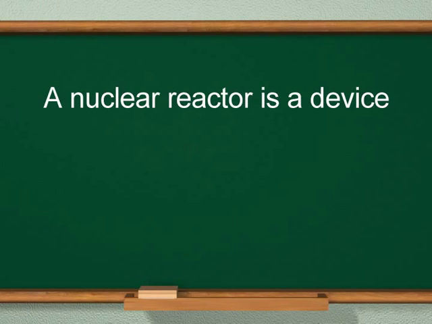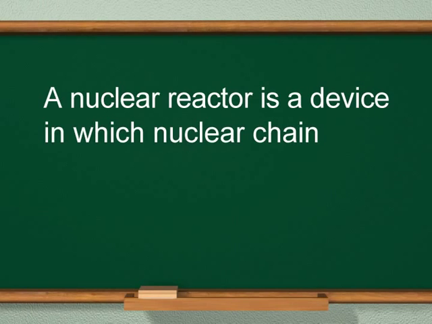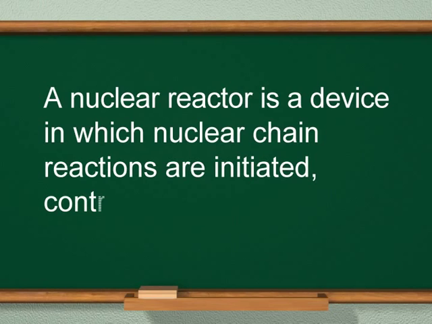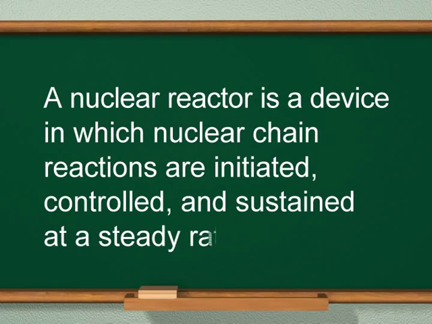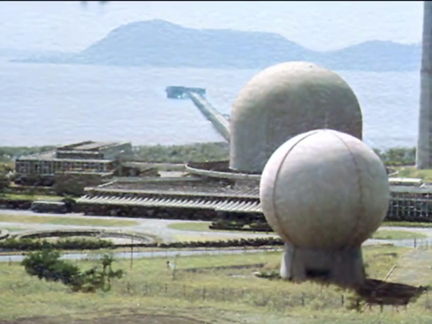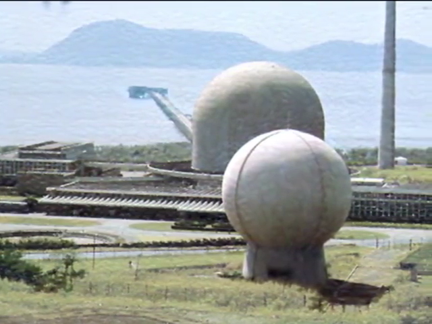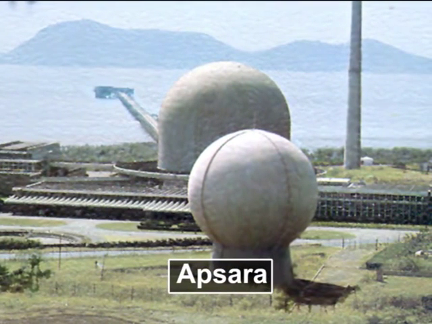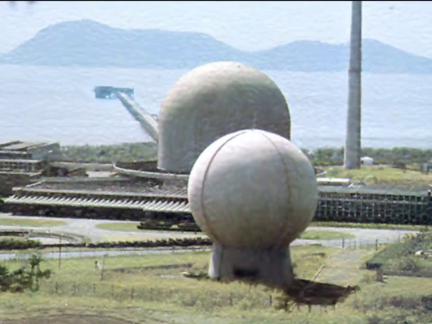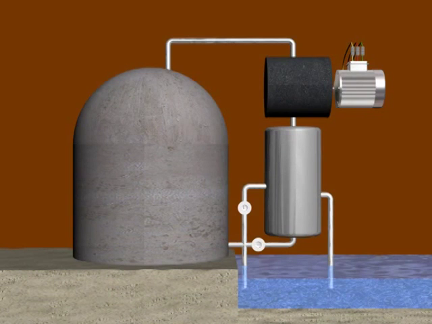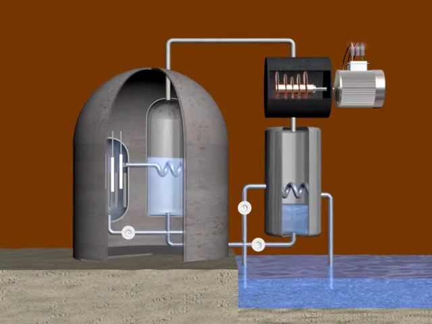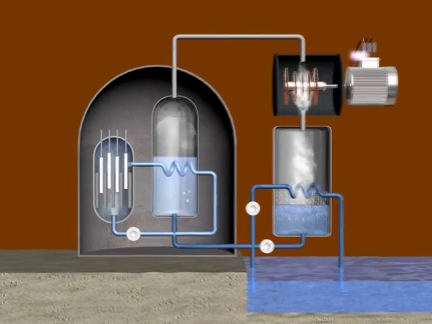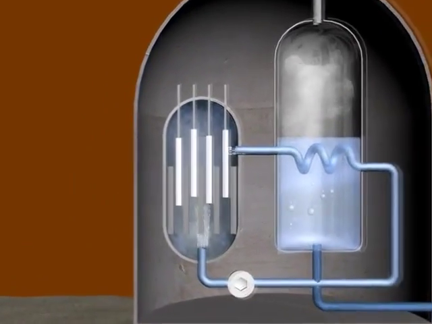A nuclear reactor is a device in which nuclear chain reactions are initiated, controlled, and sustained at a steady rate. This is the very first reactor of India that was called Apsara. The main components of a nuclear reactor can be seen here. Then, what you can see now is the appearance of the reactor from outside. Just inside the main chamber is the core of the reactor, which contains its vital components.